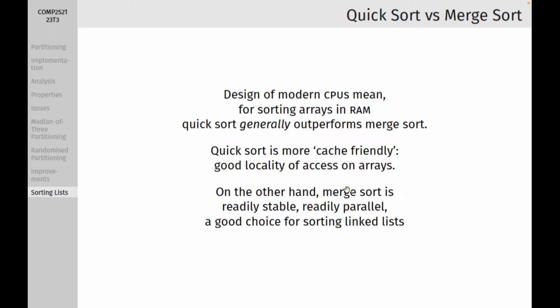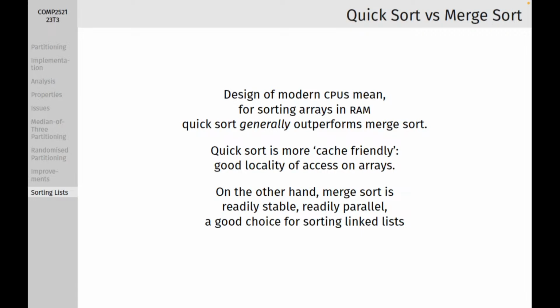On the other hand, merge sort is stable. Quicksort is not stable, so if you want a stable sort, then you might want to go for merge sort. Merge sort is also easy to parallelize, because with merge sort you're evenly splitting the array into two halves. Whereas with quicksort, when you choose a pivot, you're not sure where the pivot's going to end up. You might end up with a very small partition and a very large partition, and that's not as good if you're trying to parallelize it.